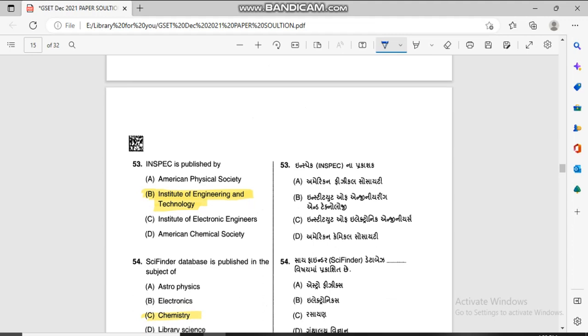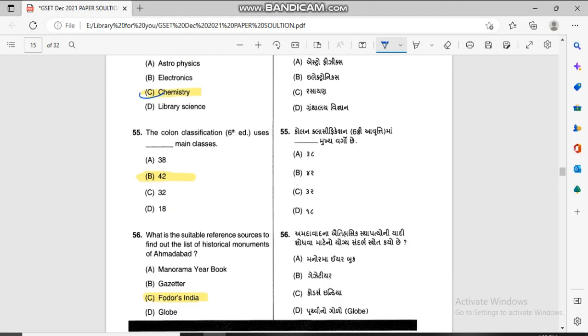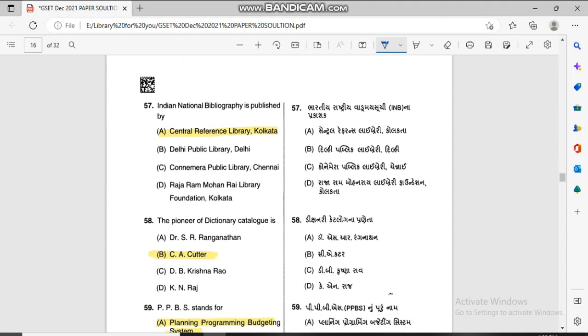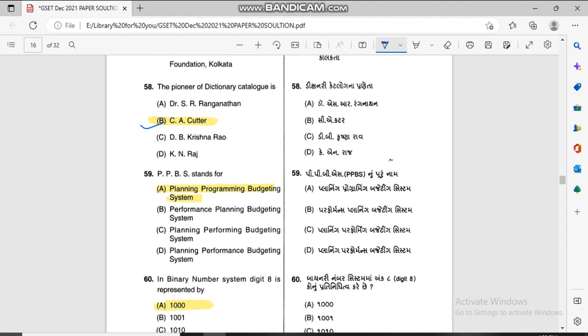INSPEC is published by the Institution of Engineering and Technology. SciFinder database is published in the subject of chemistry. In the Colon Classification 6th edition, the number of main classes is 42. What is the suitable reference source to find out the list of historical monuments of Ahmedabad? Gazetteer of India. Indian National Bibliography is published by the Central Reference Library, Calcutta. The pioneer of the dictionary catalog is C.A. Cutter. PPBS stands for Planning, Programming, Budgeting System.